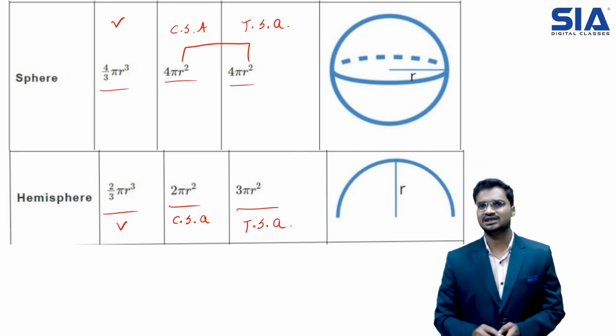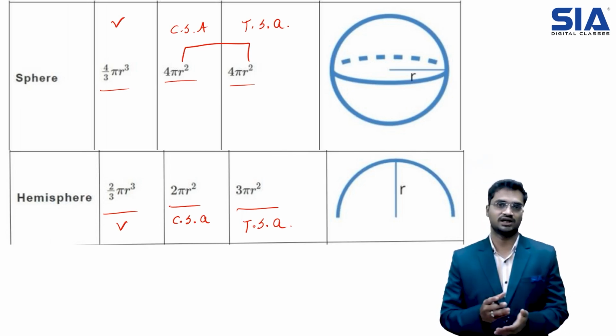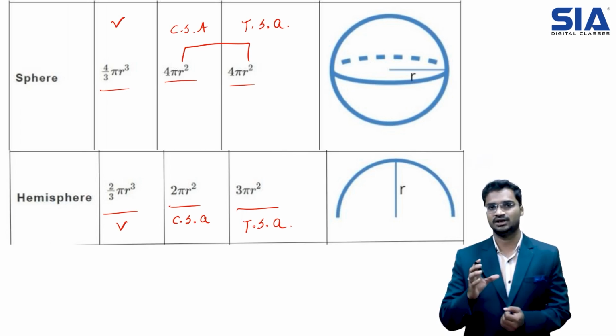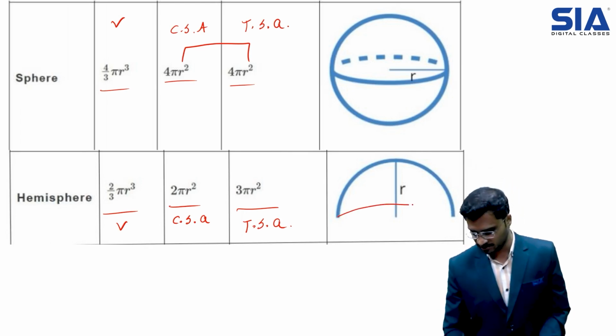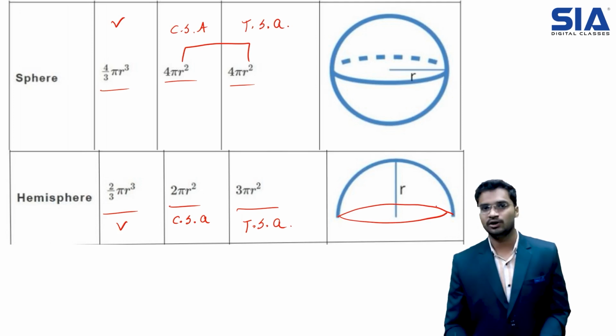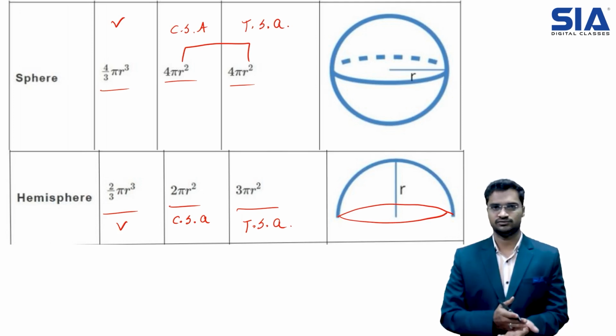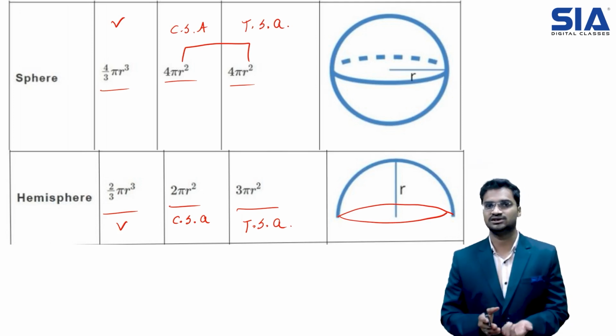So sphere is nothing but a cricket ball. You have seen a cricket ball in your life. So sphere is nothing but a cricket ball, and if it is cut into half, it is called a hemisphere.